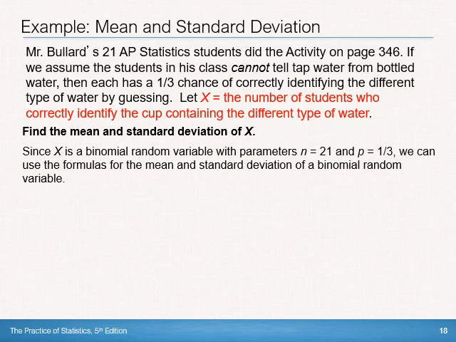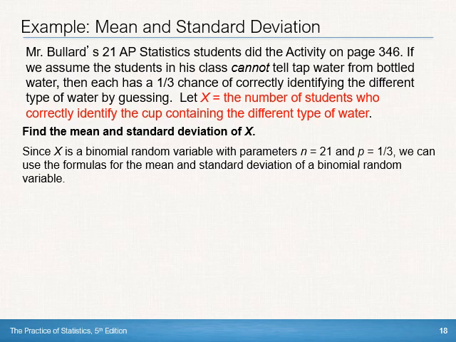So basically, the activity is each student is given 3 different cups, and they're trying to identify which of the 3 has bottled water in it. They try to identify the other two that are tap water. And so we're assuming that the students cannot tell the difference. And so that means that they have a 1/3 chance of correctly identifying the bottled water. So they taste the 3 cups, but they can't tell. So they're going to say, well, I guess it's this one. So if they really can't tell the difference, then they have a 1/3 chance of correctly guessing.